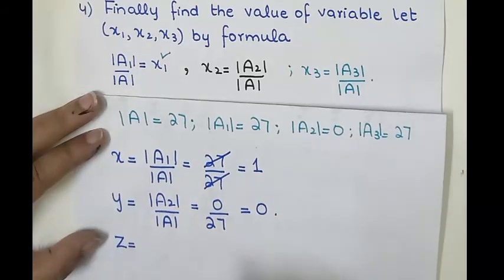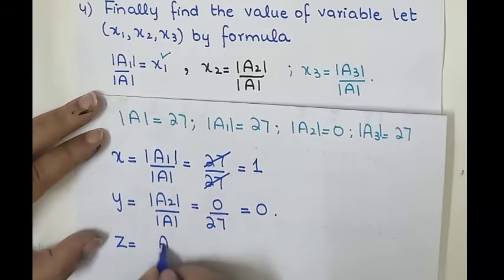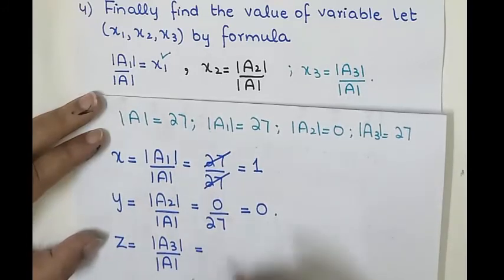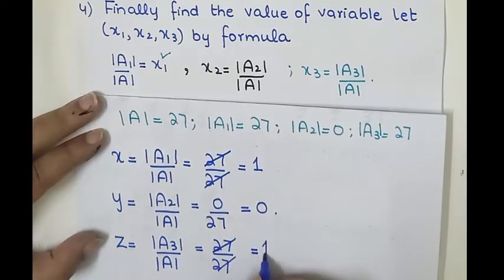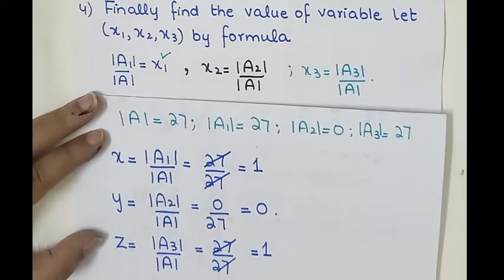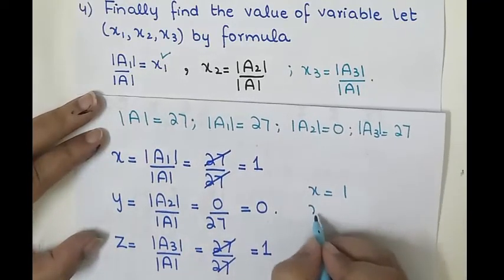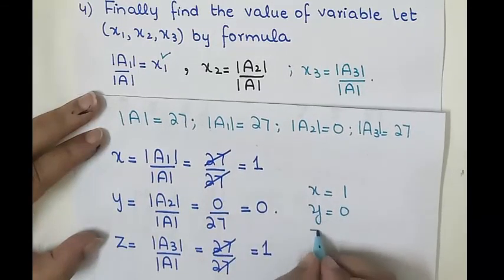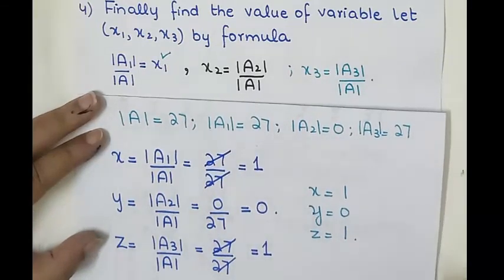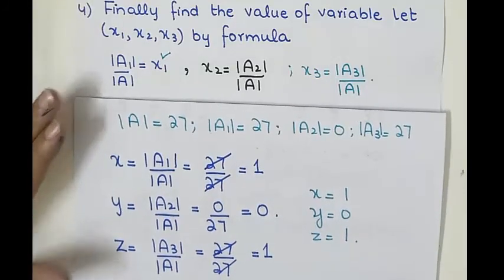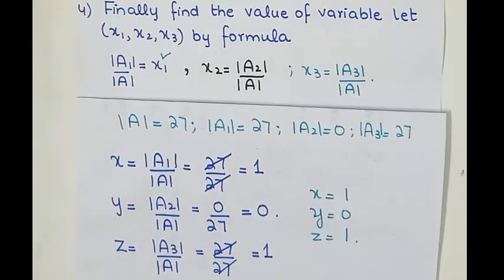Then we have z, which is equal to A3 divided by A determinants. So A3 determinant is 27 and A determinant is 27. This will be cancelled out and we have 1. So in this way the value of x is 1, y is 0 and z is equal to 1. So this is how we solve a non-homogeneous linear equation using Cramer's rule.